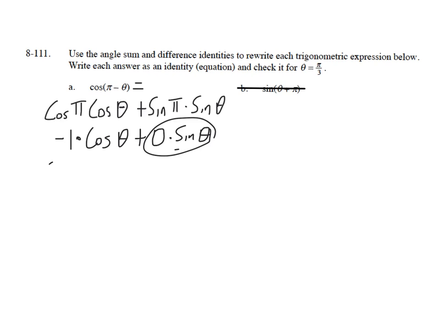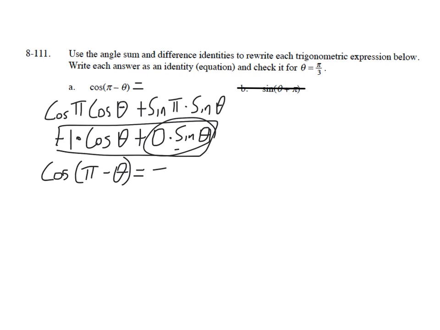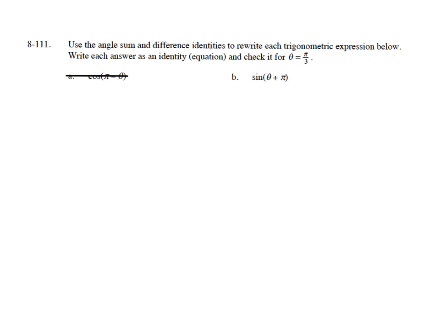So the cosine of pi minus theta is equal to, what do we get here? A negative cosine theta. Those are equivalent expressions. Now what we'd like you to do is try one of these on your own. Find the sine of theta plus pi. Pause this and then come back and check your work.